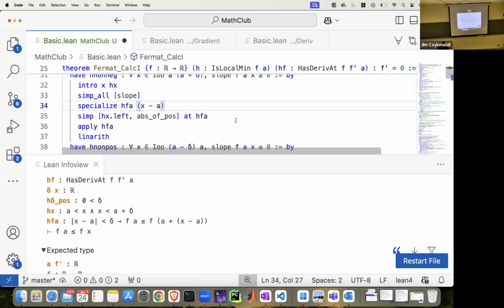What I'm going to do next is that if we take a look at this one, and try to think what we need to do in this proof.